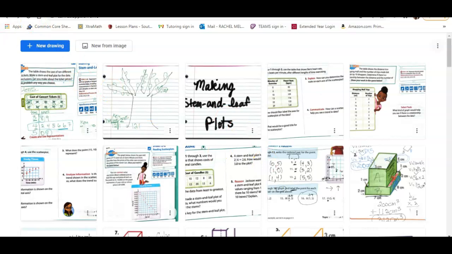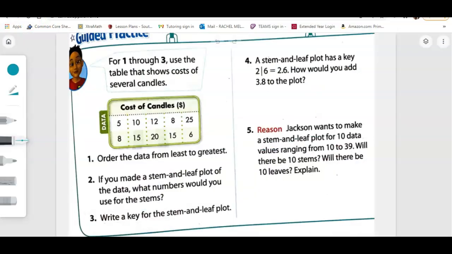Now we're going to answer a couple of problems about stem and leaf plots. So it says for 1 through 3, use the table that shows costs of several candles. So we have candles right here. So we're using this data table to answer questions 1 through 3. So in question 1, it says order the data from least to greatest.